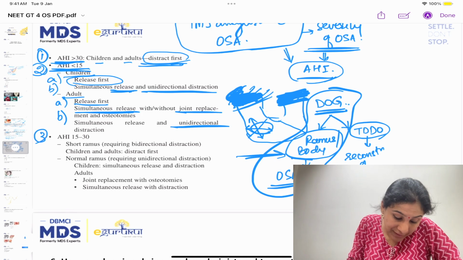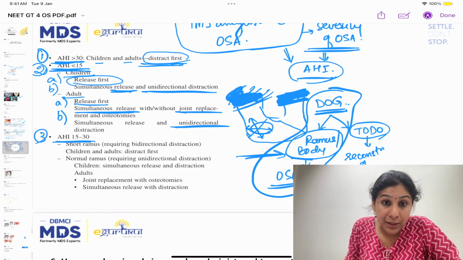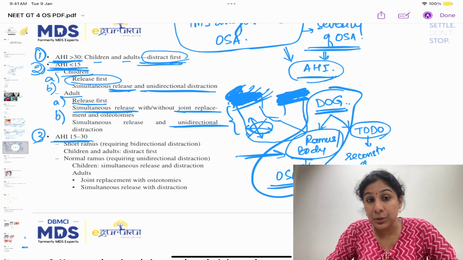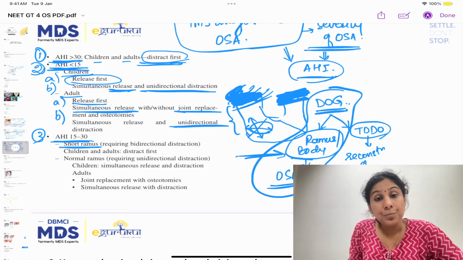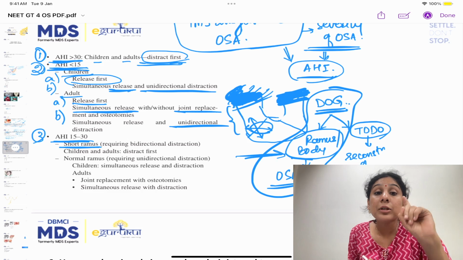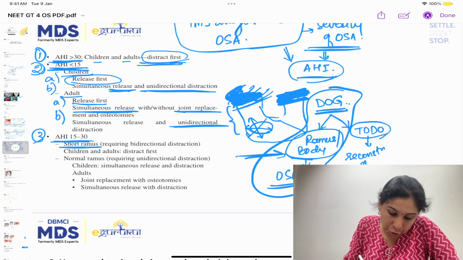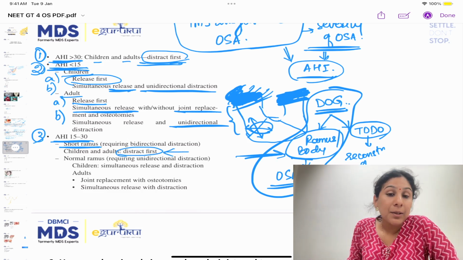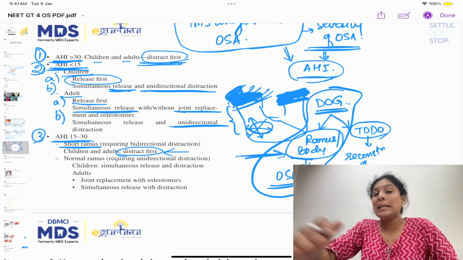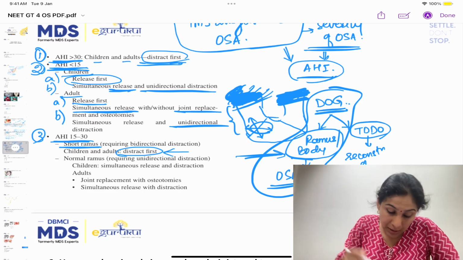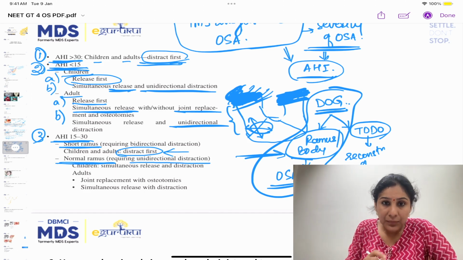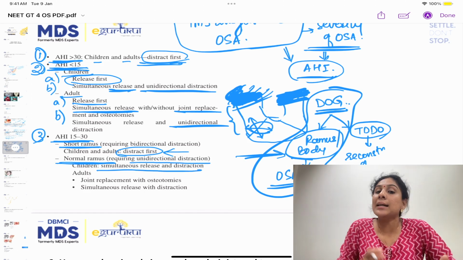In the third situation, when the AHI is between 15 and 30, then you have to see the height of ramus. You have to see what is the height of this region of the ramus. If it is a short ramus, then after release, it will cause worsening of airway. The OSA will worsen. So in that case, you should always distract first. Okay? Whereas if the ramus height is normal, if the child is slightly aged when the ankylosis has happened, the ramus height is almost normal, which requires only unidirectional distraction, then you can go for a simultaneous release and distraction.